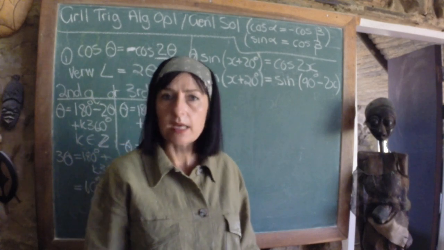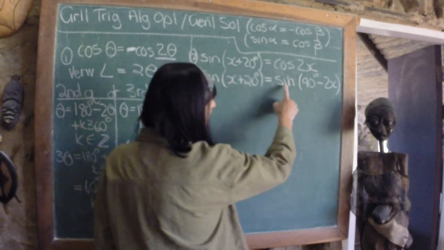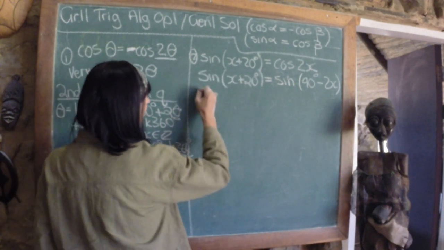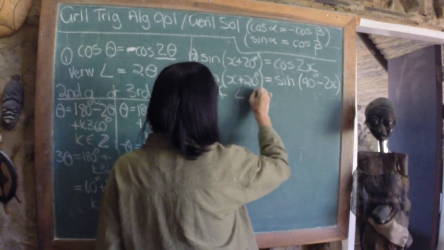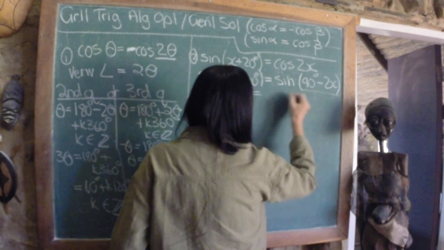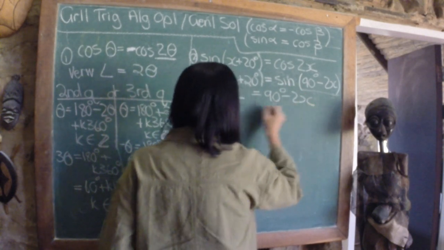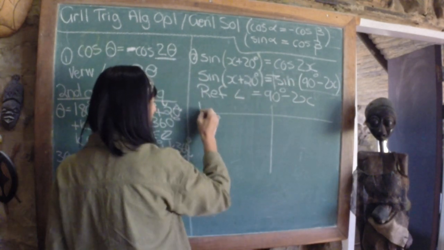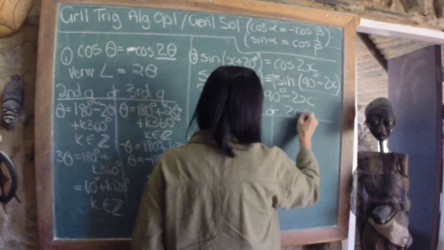It's true. It's a co-function. So now I've got the sin and the sin. So now I'm happy. I can now get my reference angle. Ek het my verwysingshoek. My verwysingshoek is altyd my regterkantste hoek. Okay. Now, in what quadrants is sinus positive? So it's my first quadrant or my second quadrant.